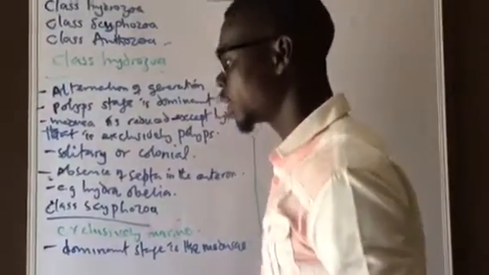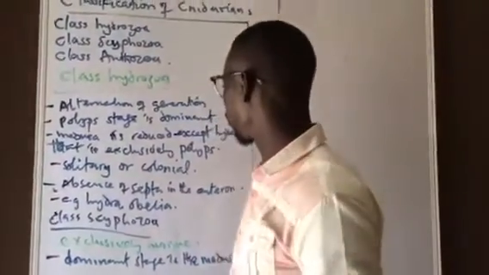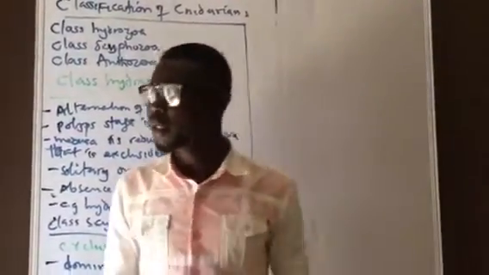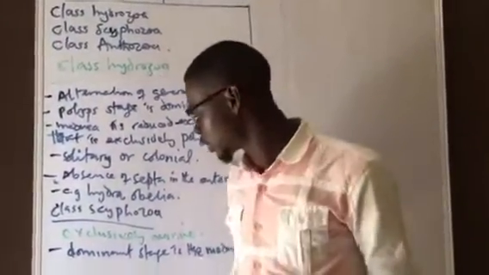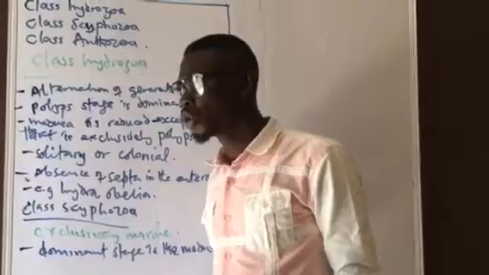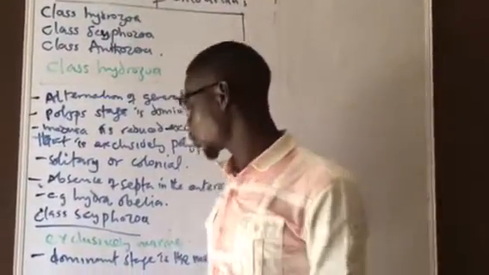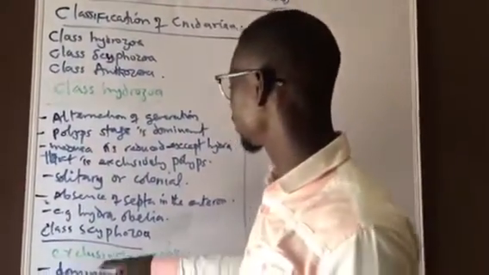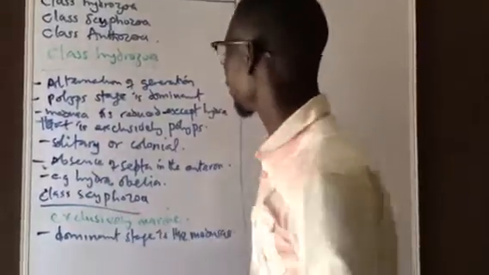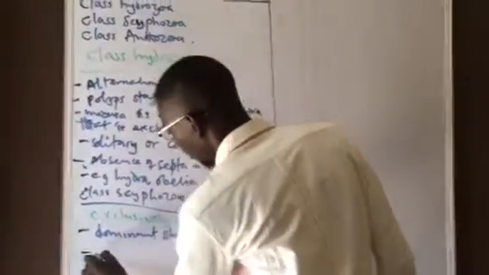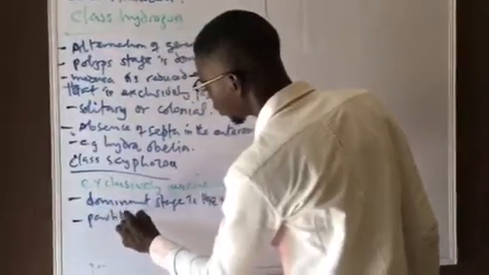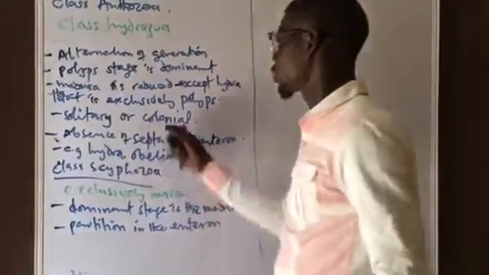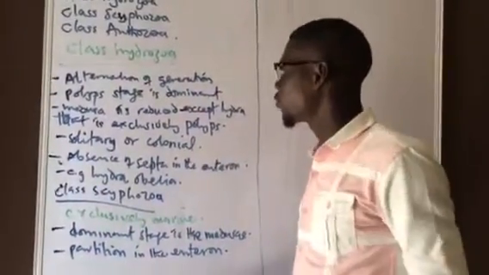So they can move from one place to another because their dominant stage is the medusa stage, while the polyp is usually reduced to a simple structure or absent in some. This group, the Scyphozoa, have partition in their enteron, unlike the hydrozoa, which don't have partition.